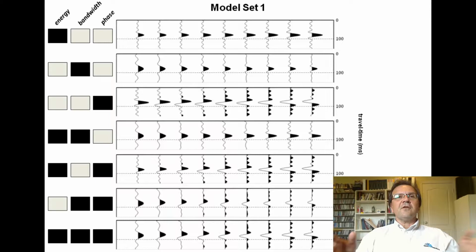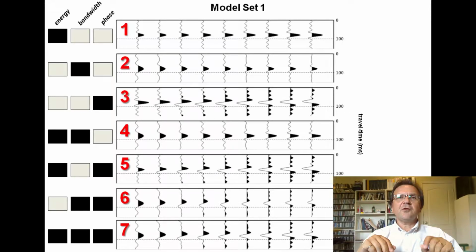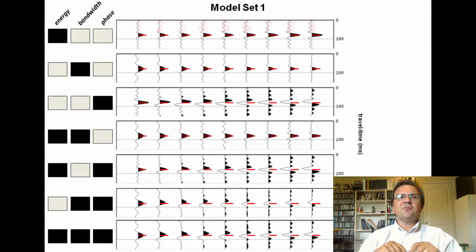There are two model sets that I found to be particularly helpful for illustrating the behavior of traditional seismic trace attributes. The first set contains 7 models that incorporate no geologic tuning. Each model consists of 9 traces with a single reflection spike that's been processed in various ways.